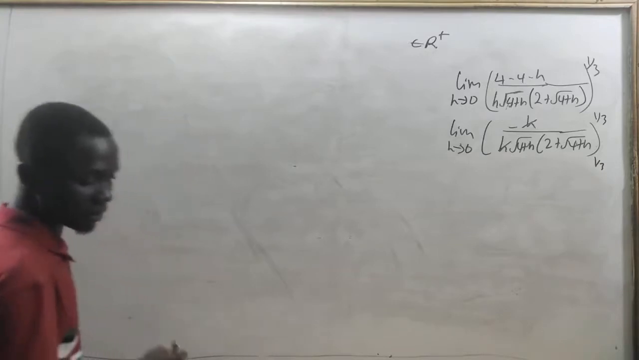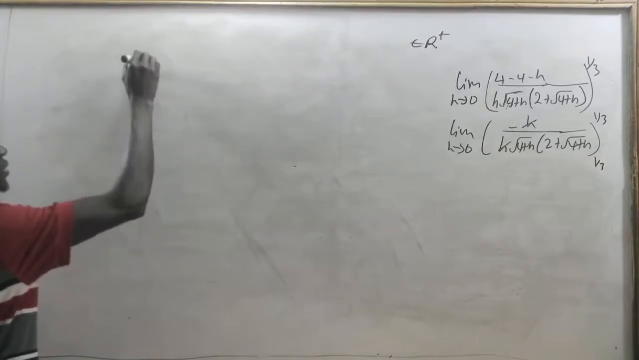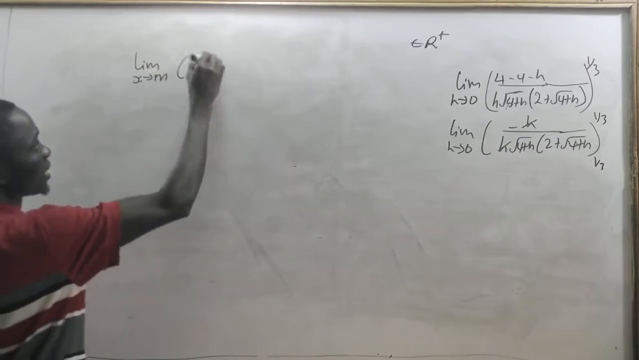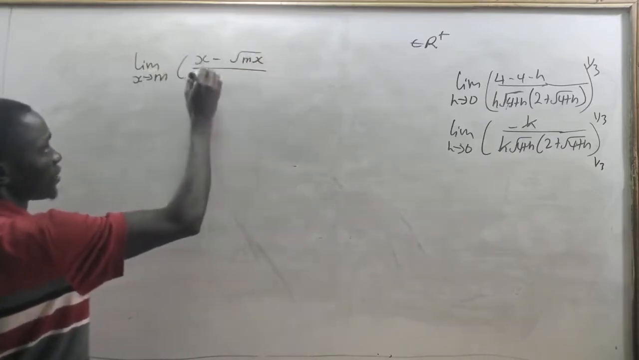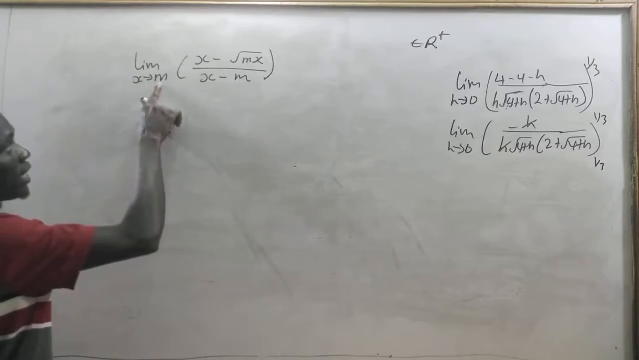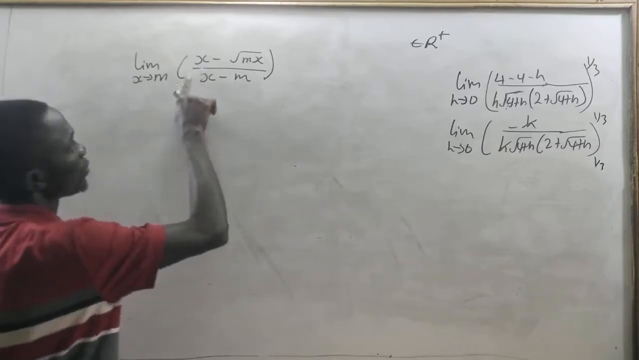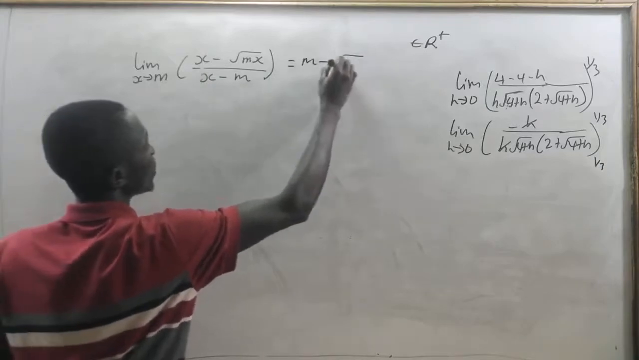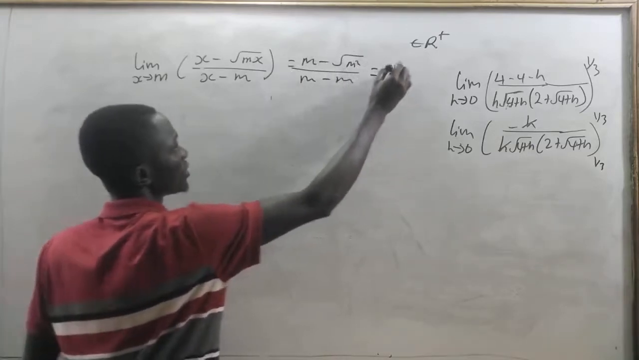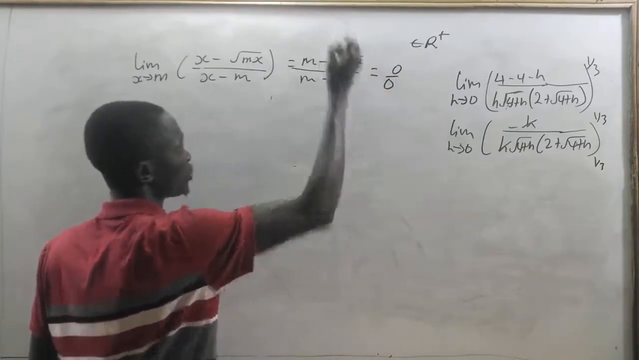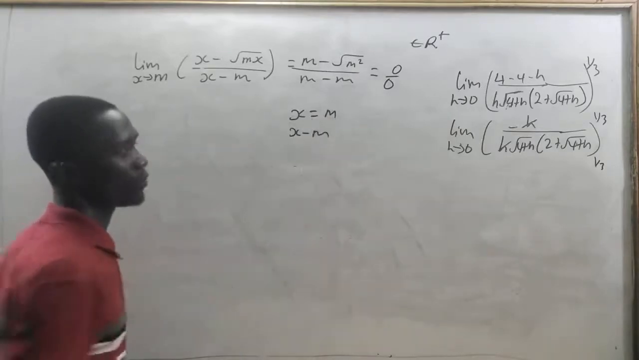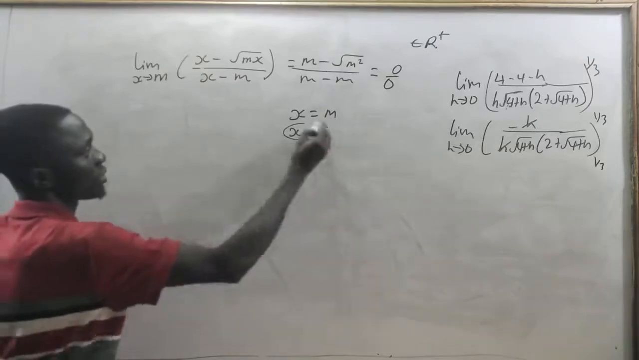Okay, let's take this one. We have the limit as x approaches m of x minus the square root of mx, divided by x minus m. So here, what do we do? If we put x equal to m, we are going to have m minus the square root of m times m, which is m squared, divided by m minus m, and that will give us 0 divided by 0. For the square will cancel the square root. So here, since we put x equal to m, it means that x minus m is a common factor. So let's rationalize and find x minus m and cancel it out.